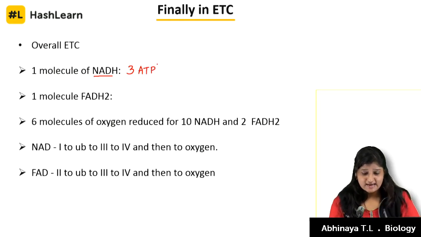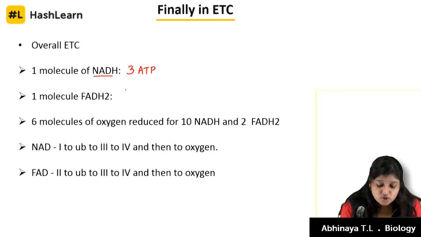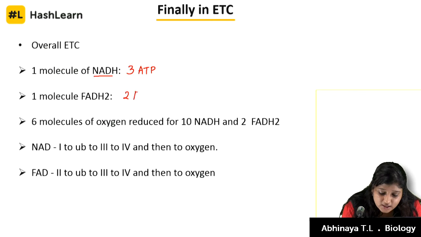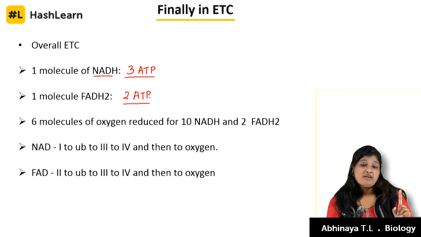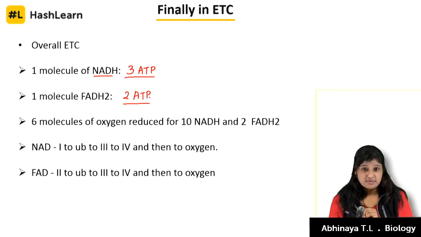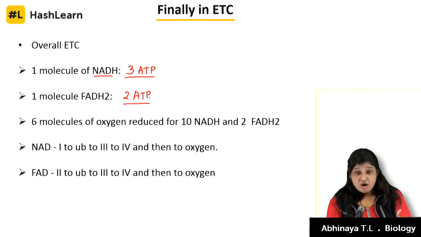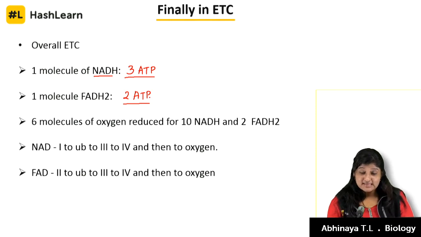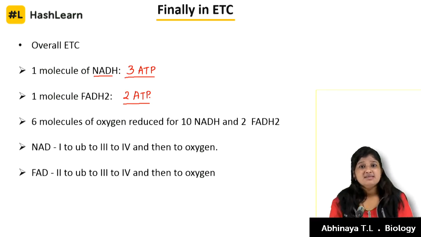One molecule of FADH2 is going to help us produce 2 molecules of ATP. You have to memorize this. 1 molecule of NADH gives 3 molecules of ATP, 1 molecule of FADH2 gives 2 molecules of ATP. Why? Because in the next class, when we talk about the balance sheet, that is, throughout aerobic respiration with all the steps, at the end we are going to crash with ATP synthesis.